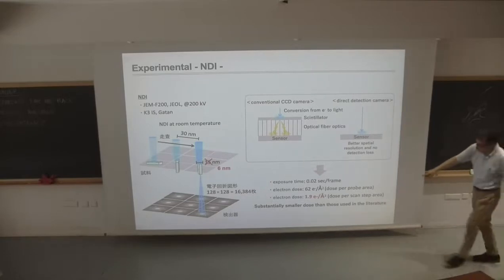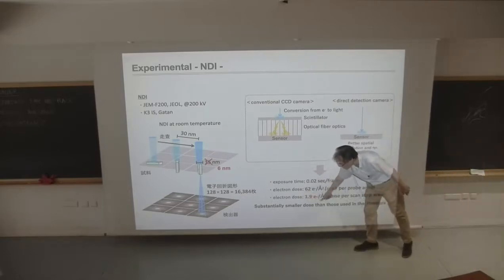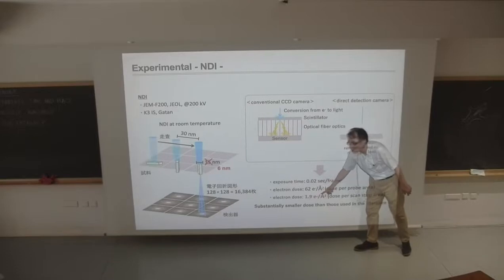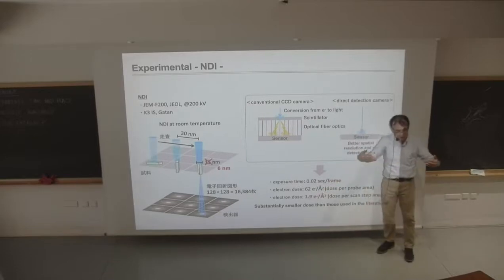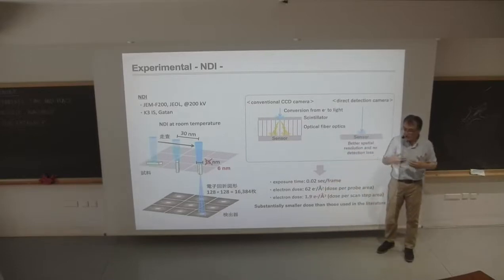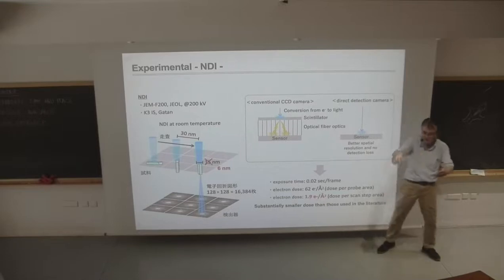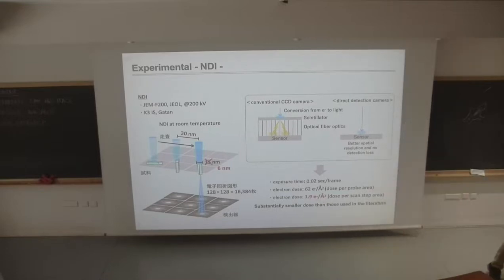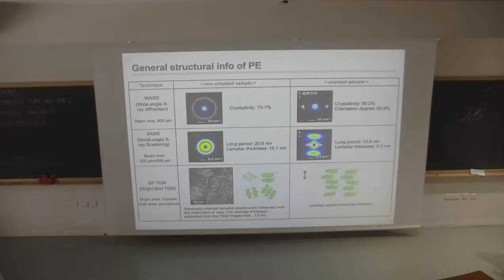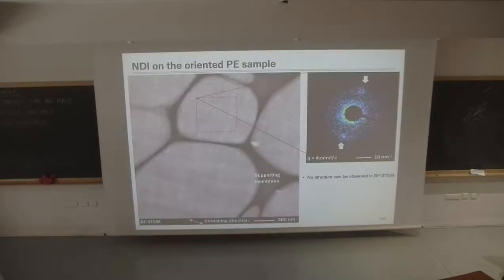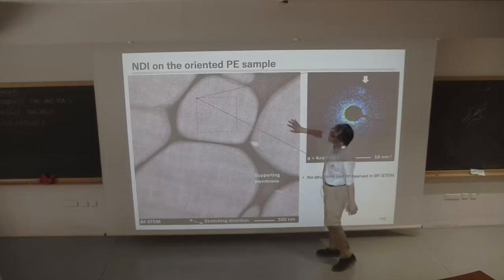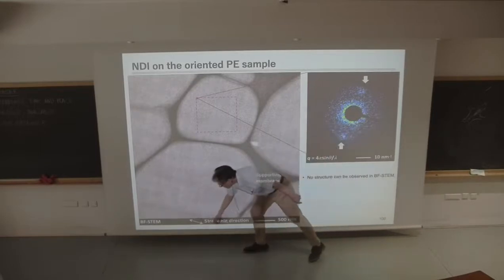And then the total dose is this much. So this is a very small dose to image the whole area. Okay, not in the individual one. So let's skip this for the time's sake. This is one example. This is an oriented one. We stretch this one, and the stretching direction is this way.